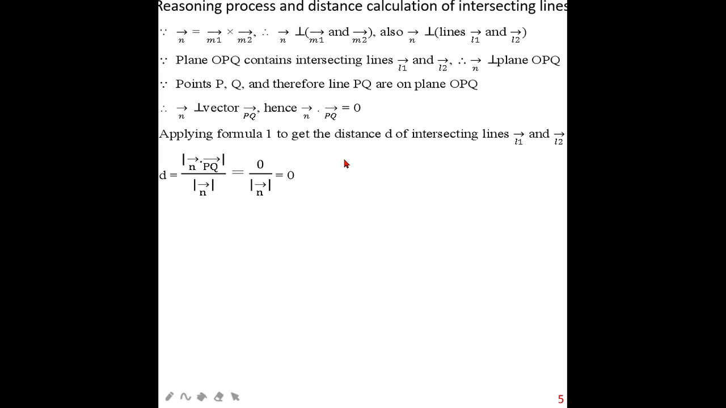This slide is the reasoning process and the distance D calculation expression of intersecting lines, as I just now talked. Since the calculation result is the same as the actual distance 0 of intersecting lines, formula 1 can be used for intersecting lines.